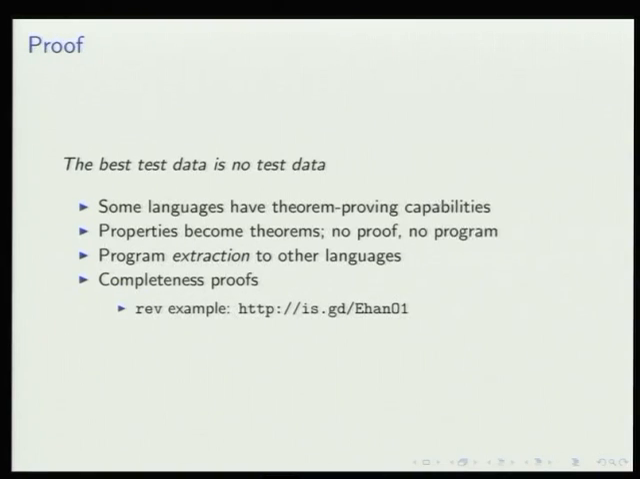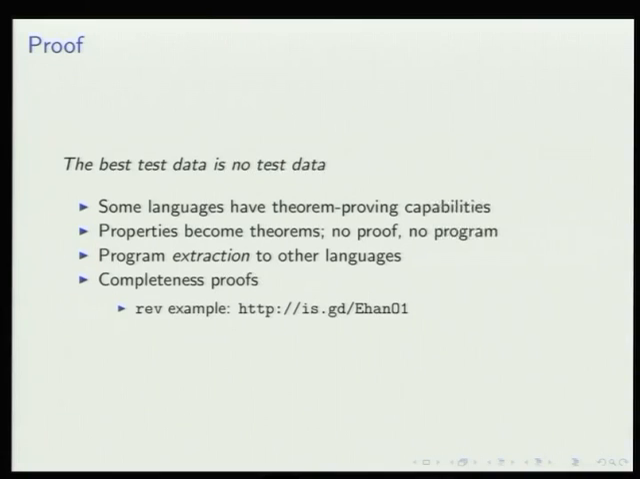And then there's proof. So the best test data is no test data. Don't worry about test data, just prove that the function is correct. So some languages have theorem-proving capabilities. In these languages, properties become theorems, and if you can't supply a proof for that theorem, then you don't get a program. It's usually a compiler error. These languages sometimes support extraction to mainstream programming languages like Haskell and OCaml, but also JavaScript and C.